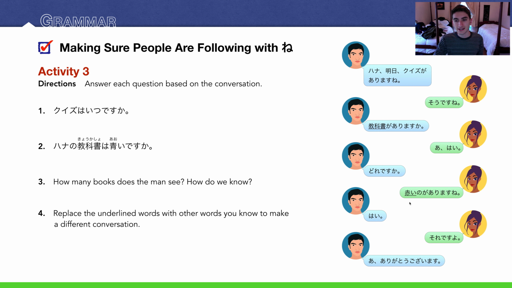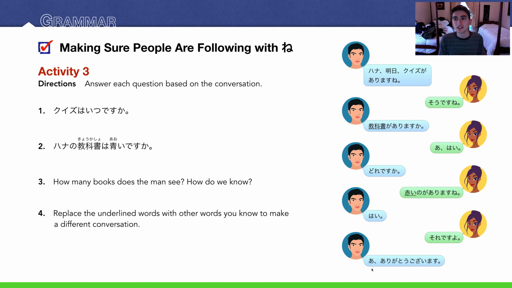And she could say, 赤いのがありますね. There's a red one, right? There's a red one, yeah? Okay. And he says, はい. She says, それですよ. It's that one. And he says, ありがとうございます. Oh, thank you.